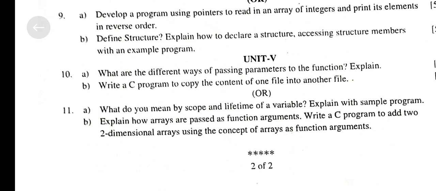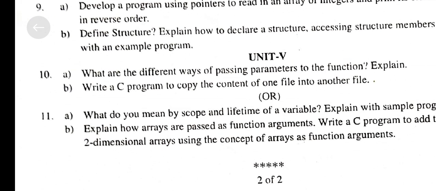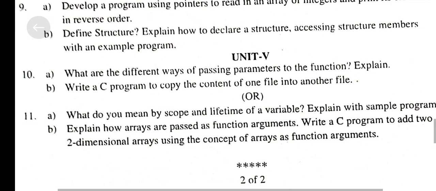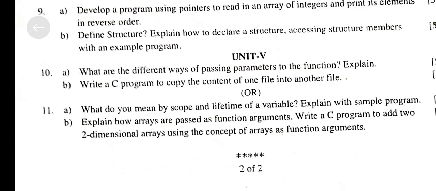Unit 5 questions. 10A, what are the different ways of passing parameters to a function? Explain. B, write a C program to copy contents of one file into another file. 11A, what do you mean by scope and lifetime of a variable? Explain with example sample program.